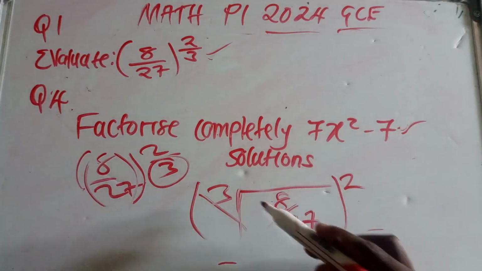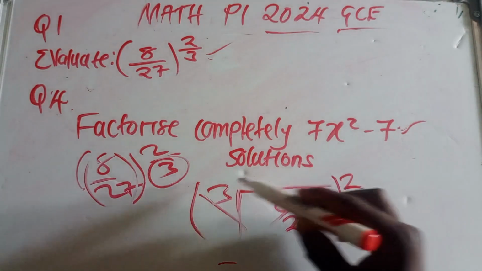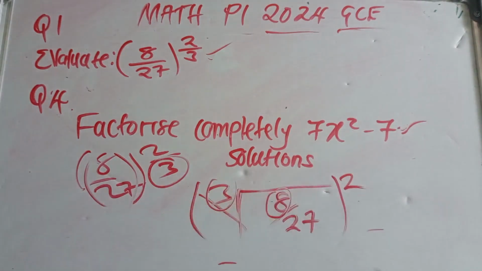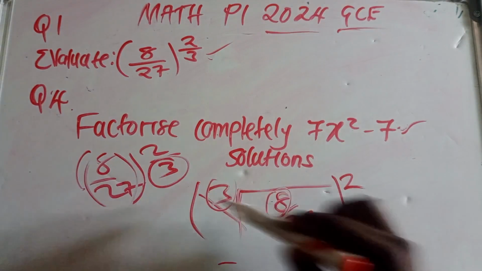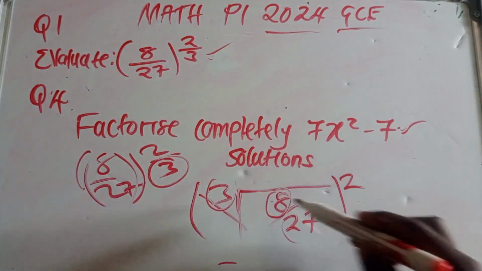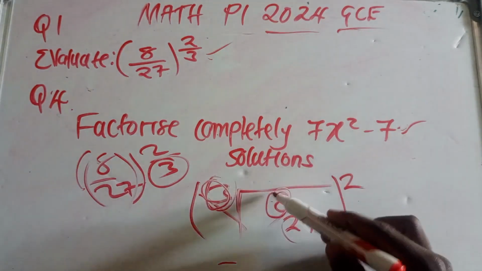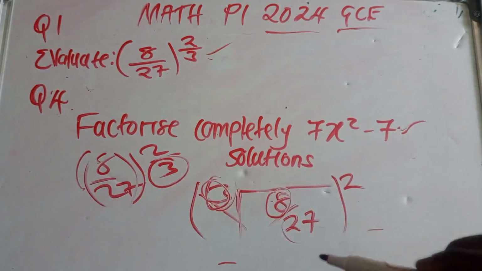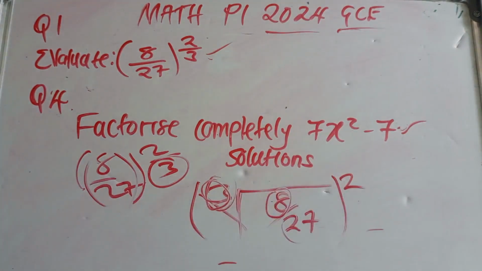So this means that we are going to find the number which we need to multiply 3 times to give us 8, and a number which we are going to multiply 3 times to give us 27. So this is what this expression means. We are going to find a number which, if we multiply it 3 times, is going to give us 8, and another number which, when we multiply it 3 times, is going to give us 27. So let's begin with this 8.